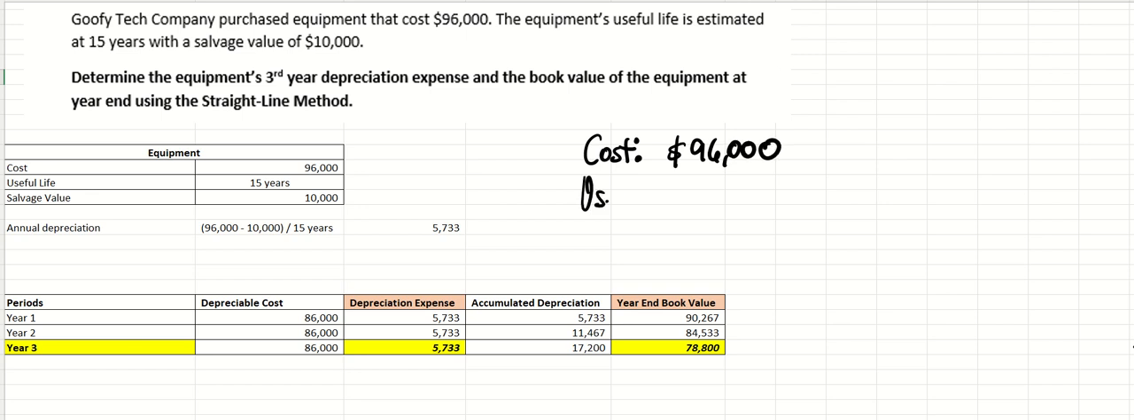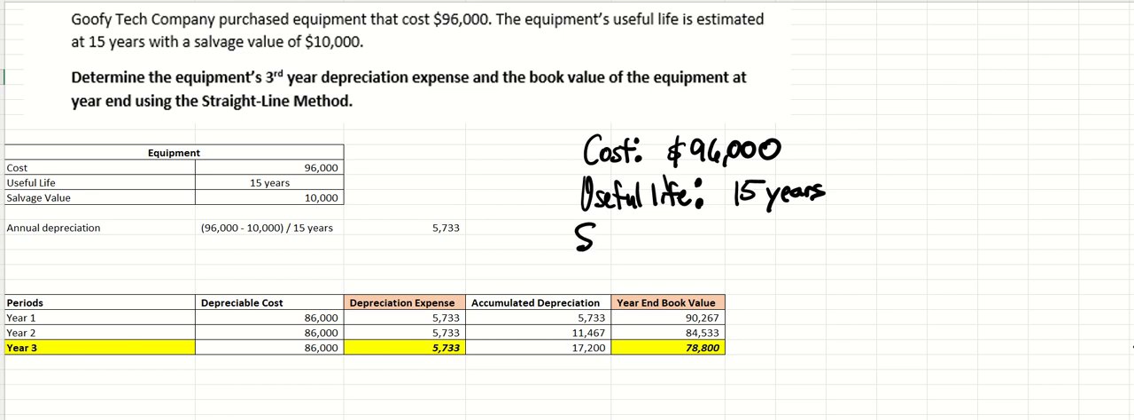The useful life is when the company is expecting to use this equipment. Okay, so it is expecting to use this equipment for 15 years. So they're expecting to generate some revenue or receive some benefits from this equipment for 15 years.